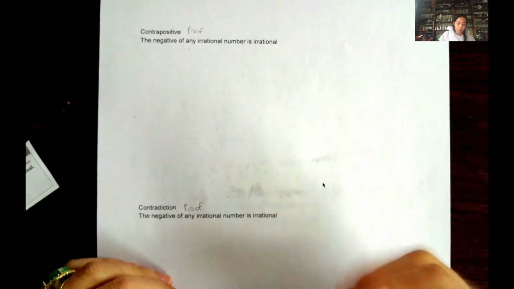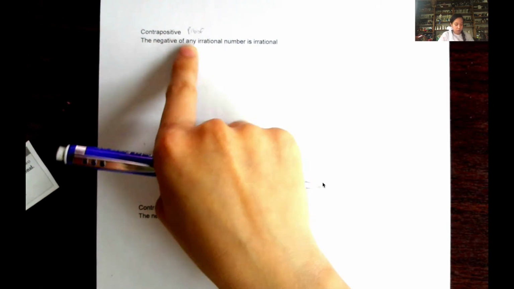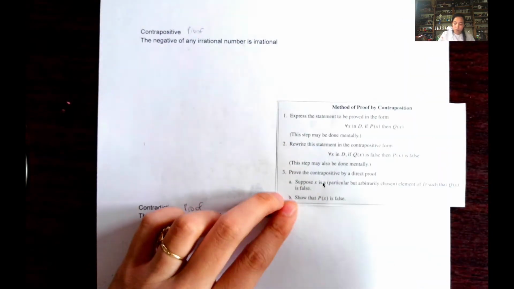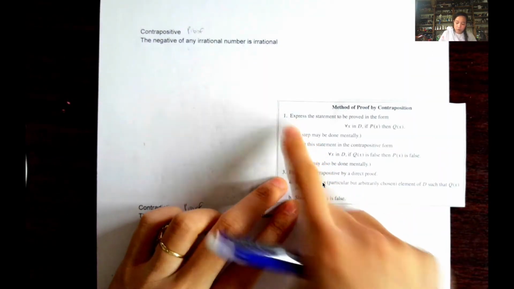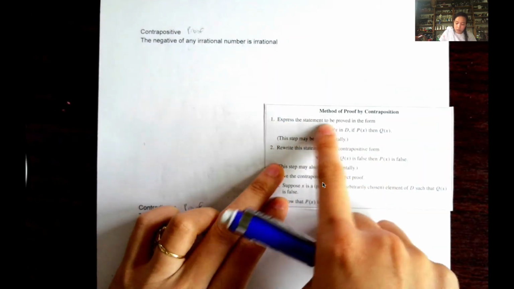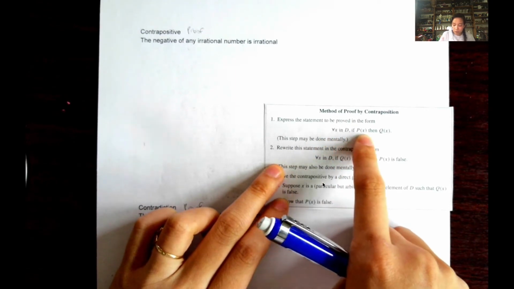Hello guys, in this video, I'm going to be going over how to write the proof for this statement right here. So we want to use the contrapositive to write this proof, and that is called the method of proof by contraposition. So in order to first start writing this proof, we have to put this statement into the form for all x in some domain. If P of x, then Q of x.